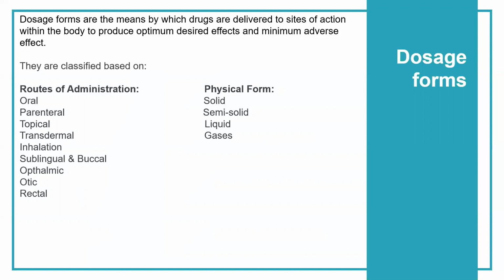They are classified based on two types. One is the route of administration, and the other is the physical form. Routes of administration would be oral, parenteral. Oral as in through the mouth, parenteral can be through different injections, parenteral as in other than mouth. So that is what parenteral means. And then topical on the skin, transdermal on the dermis of the skin, inhalational like nebulizer, or what do you call them?